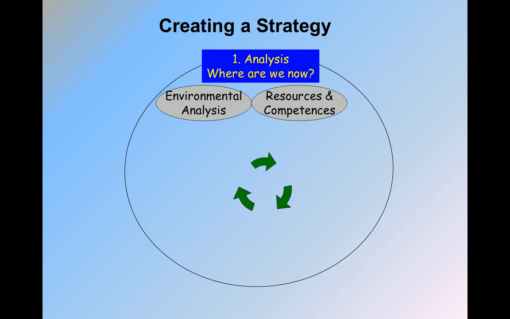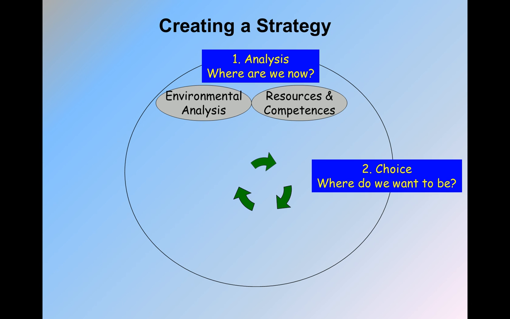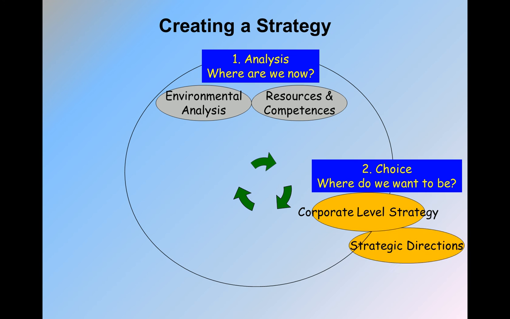We've looked at resources and competencies and critical success factors. So now we're in a position to move on to the next key question in the process of creating strategy. We've now got choice. We now want to decide where we want our business to be. And that involves a number of topics. Principally, we will be looking at corporate level strategy and the associated topics of strategic directions and strategic methods.